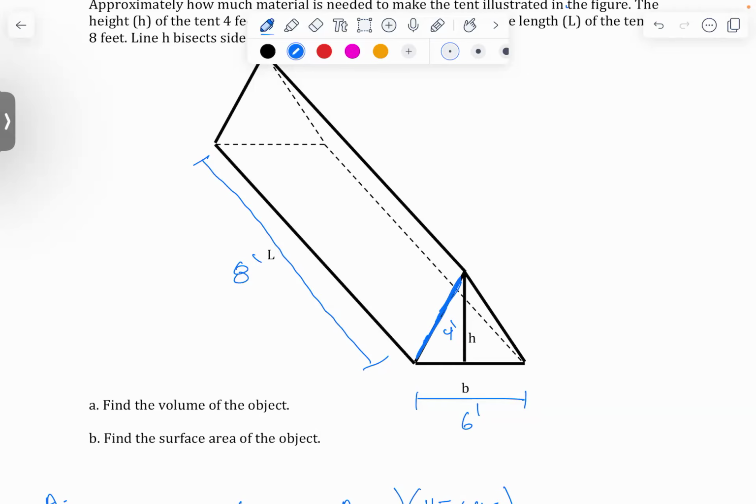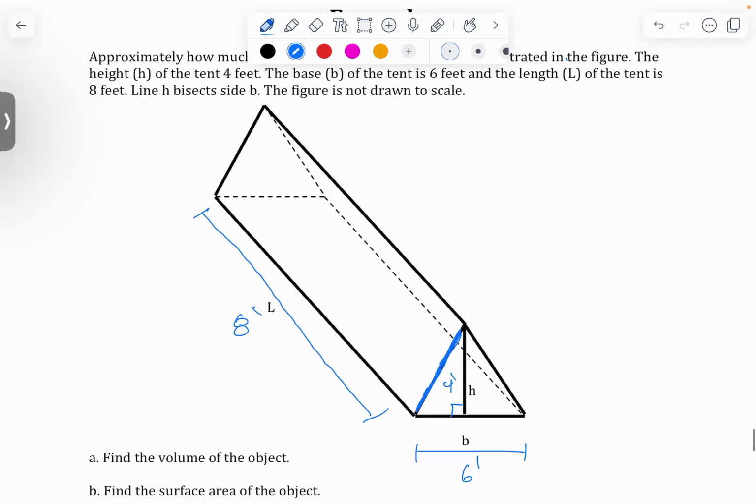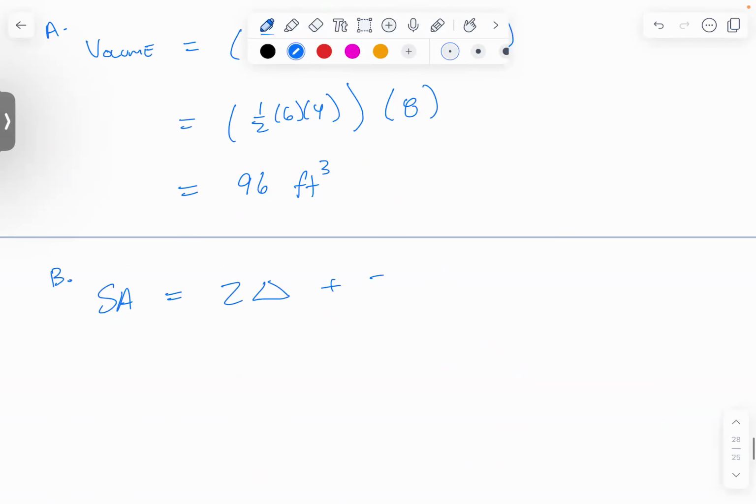We were told that line H bisects side B. That's a right angle, and that splits the distance. So I'm going to be able to calculate that. My point is simply this: I have three rectangles there. They are not all the same. Two of them are the same, plus a different sized rectangle.